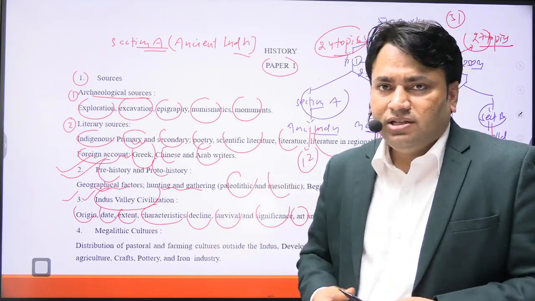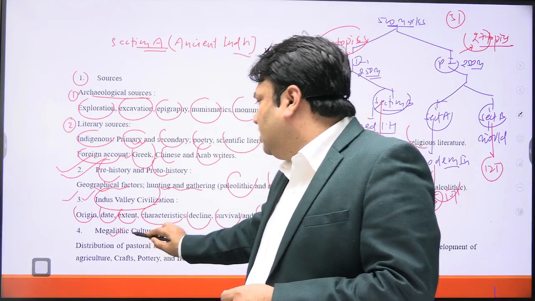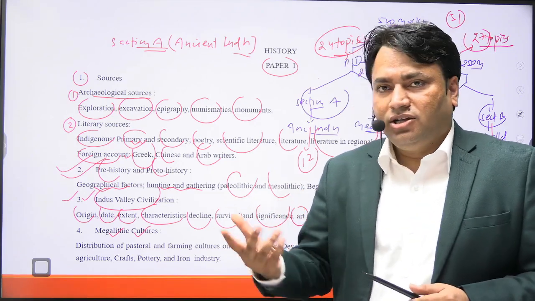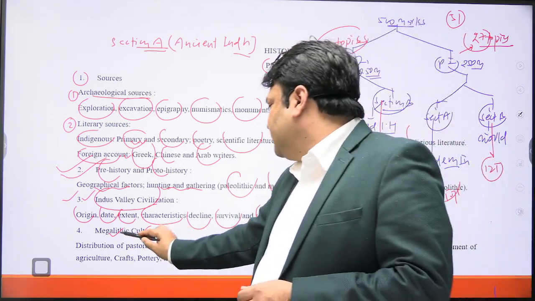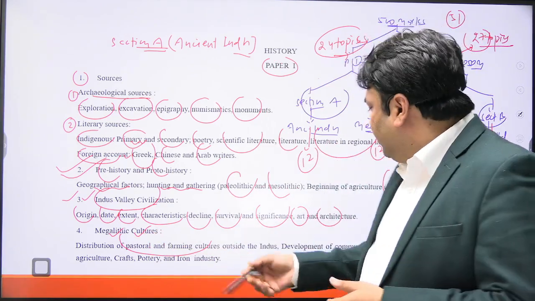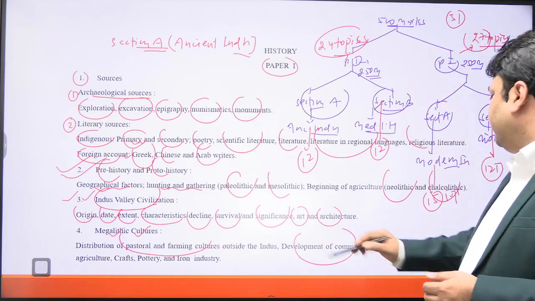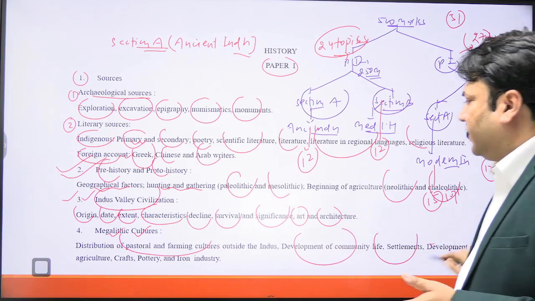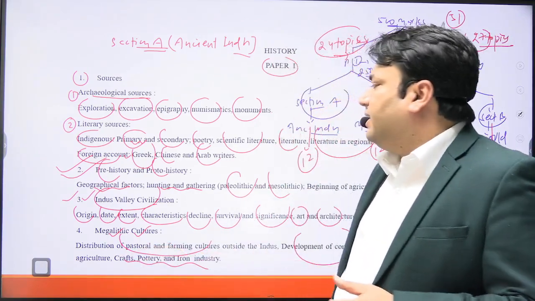Okay, there is another culture. This is megalithic culture. So we also need to study in details about this megalithic culture, the distribution of pastoral and farming cultures outside the Indus Valley civilization, right? We need to study about the development of the community life. We need to study about the different settlements, development of agriculture, craft, pottery, iron, and industry.